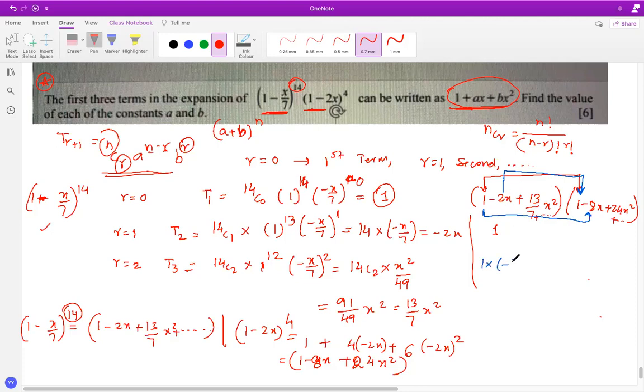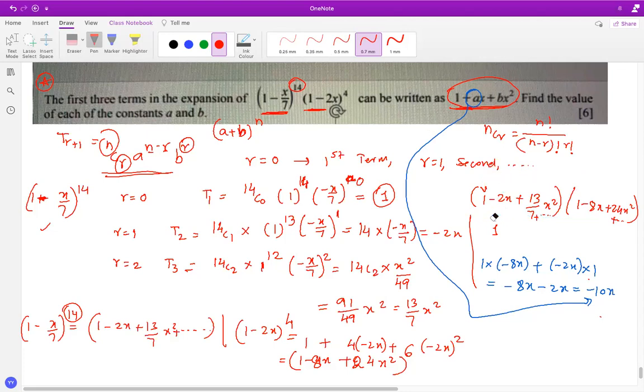So 1 times negative 8x plus negative 2x times 1. So that's going to be negative 8x, negative 2x, that's it, negative 10x. So you can clearly see that I already got the value of a, which is going to be negative 10. Now, when you're finding the value of b, you just got to do one thing: you have to see which combination is giving you the x squared coefficient.